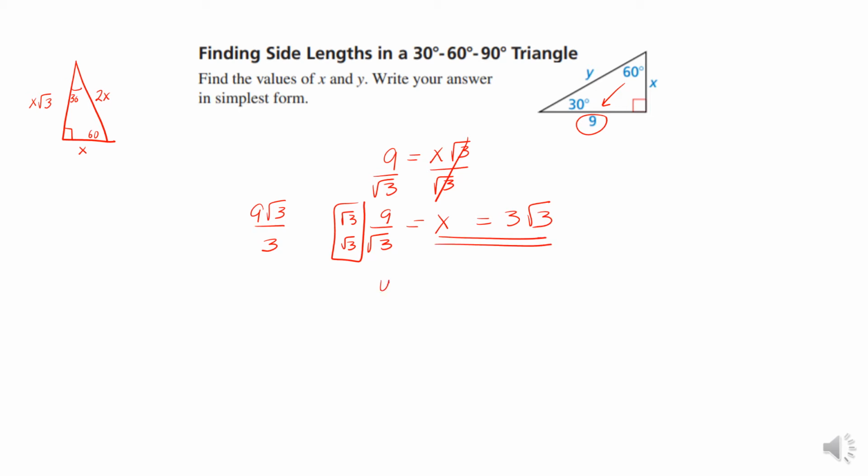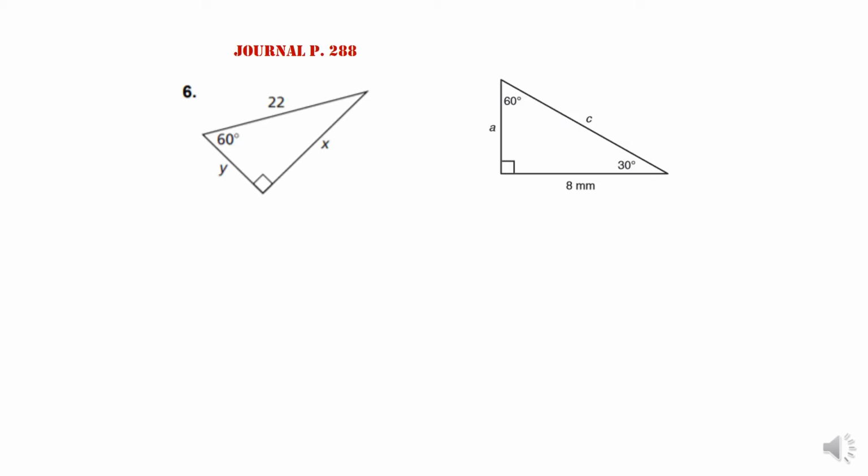Now y, remember, is twice as much as x. So I would just go 2 times 3 square root of 3, and y equals 6 square root of 3. And I'm done. Okay, so now we're going to do another one.